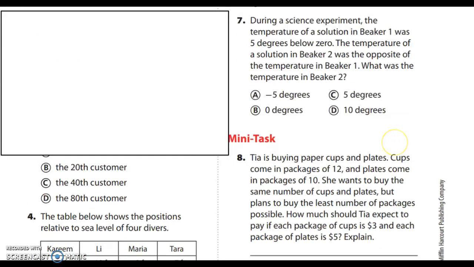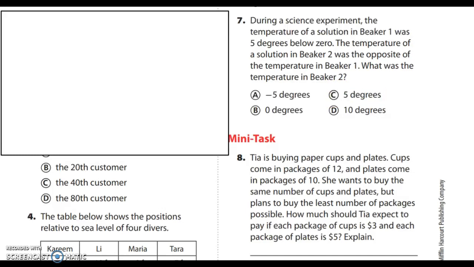Number 7 is a review of Module 1, integers. It says, during a science experiment, the temperature of a solution in beaker 1 was 5 degrees below 0, so that's -5. The temperature of a solution in beaker 2 was the opposite. The opposite of -5 would be +5. What was the temperature in beaker 2? It's going to be +5, B, 5 degrees.